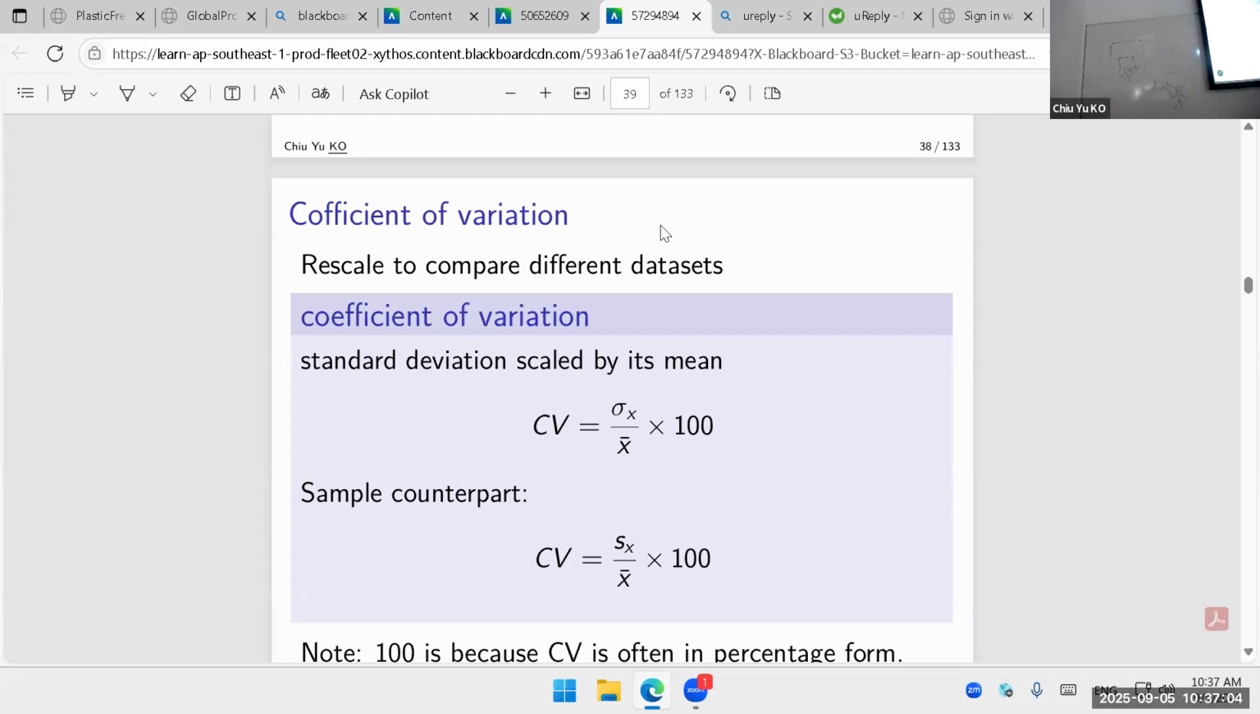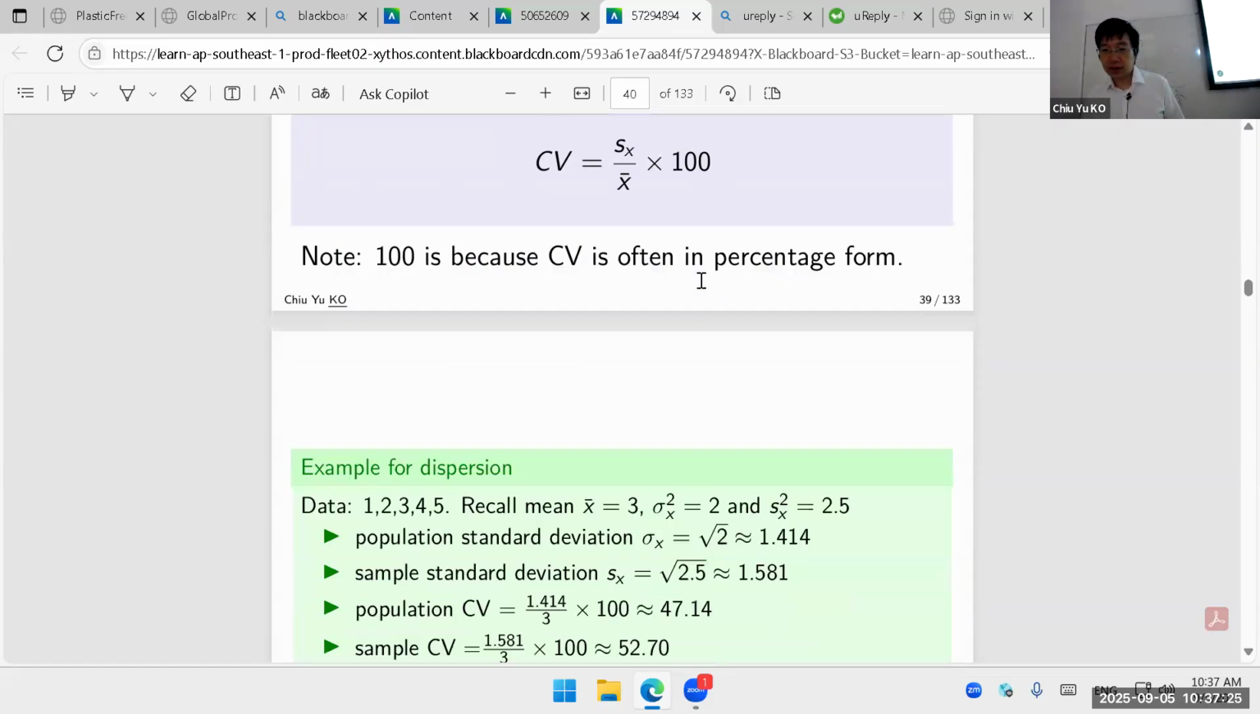So in order to compare, you divide, and why 100? Usually people use 100 to make it a bigger number to compare. There's nothing special about 100. You can multiply by 1,000, 1 billion, it makes no difference. But the standard is 100.